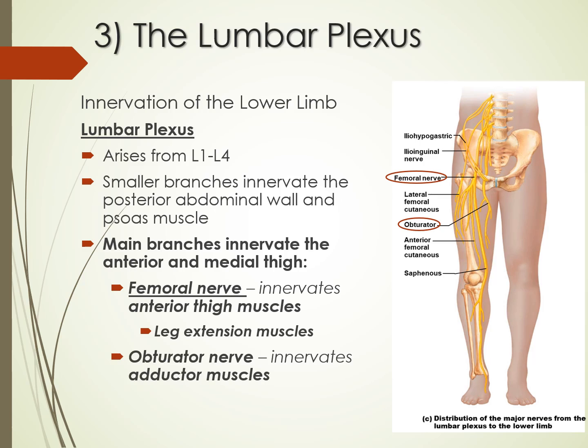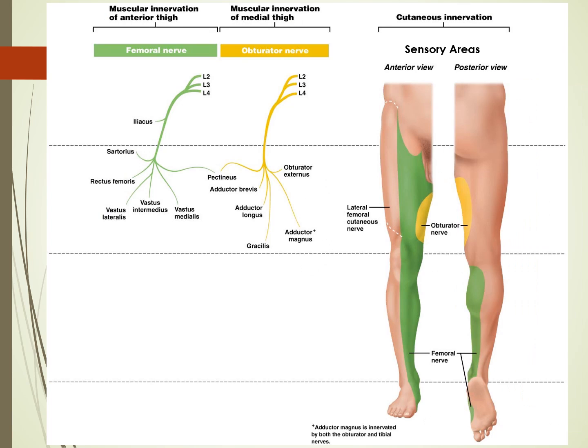So the next 2 plexuses are the lower limb plexuses. So the first one is the lumbar plexus. So it's going to arise from L1 to L4, and again this is where the nerves are exiting the vertebral column. And we do have some smaller branches that are going to innervate part of the abdominal wall and the psoas muscle, which is part of the iliopsoas for hip flexion. Okay, but the main branches are going to innervate the anterior and medial thigh.